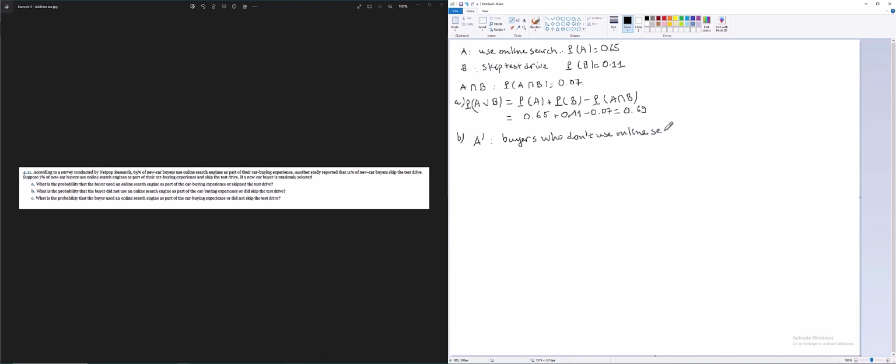Well, there is a formula to compute the probability of a complement. P of A prime is 1 minus P of A. So that's 1 minus 0.65, and that's 0.35.